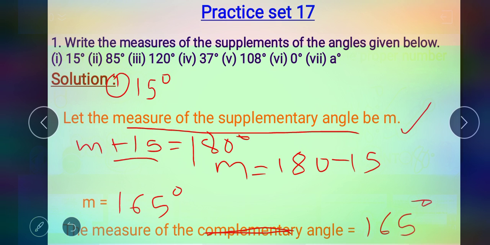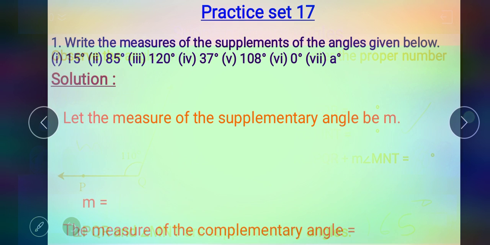In the same way you can solve the other sums given here. Let's do a few more sums from this exercise 17. When you see question number 5, we are having a measure of 108 degrees, students. I am doing the fifth one, 108 degrees.